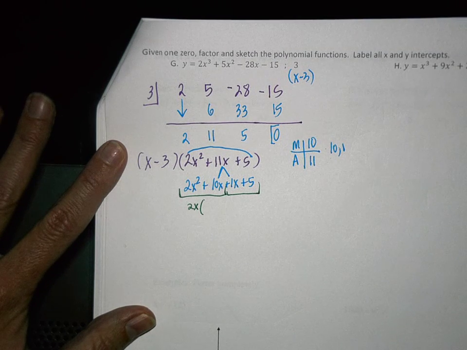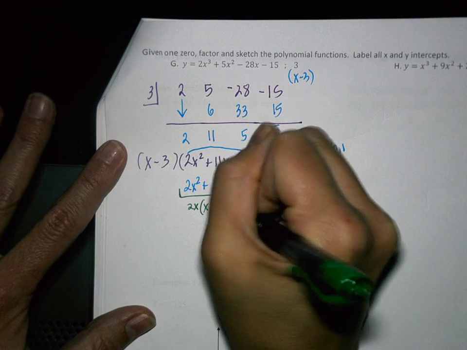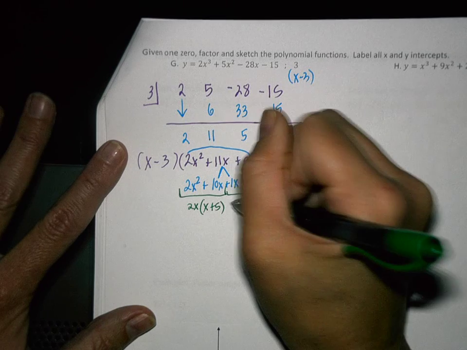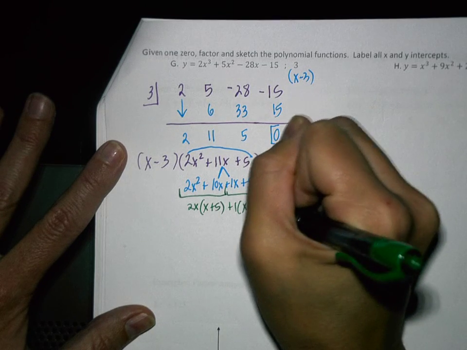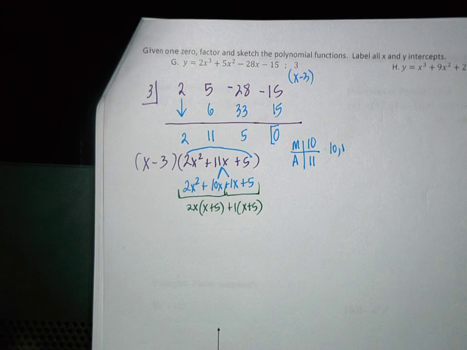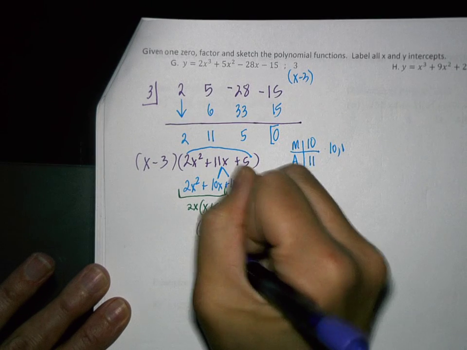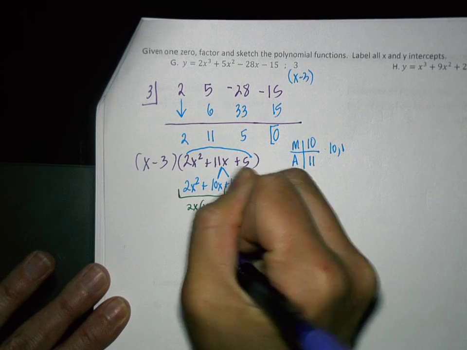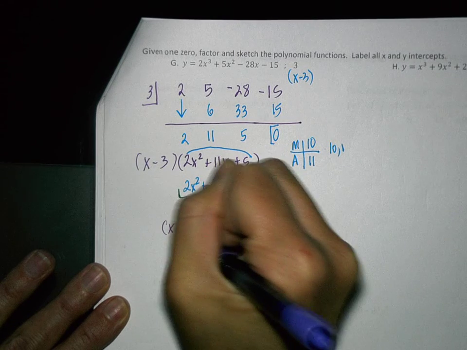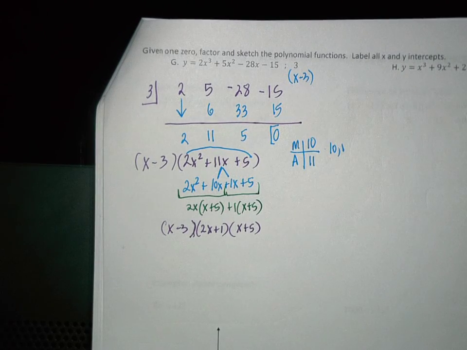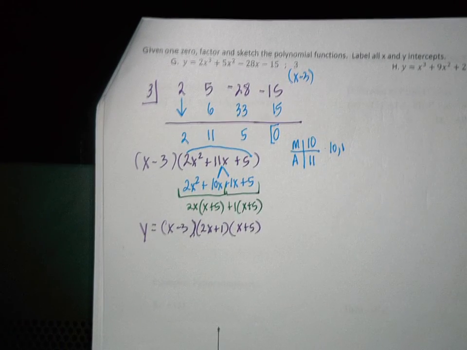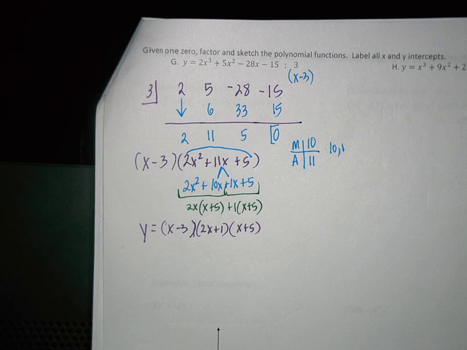Good, x plus 5. What's my GCF at the second group? Just 1, good. And so we're left with x plus 5. So what does that end up becoming? Okay, 2x plus 1 and x plus 5, and then I still have my x minus 3. Okay, and so this is my fully factored equation. Now what do we do in order to graph this?